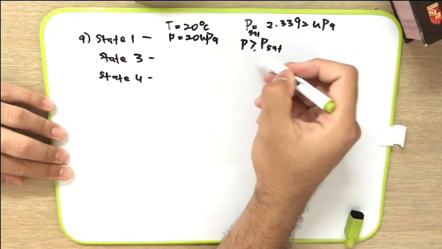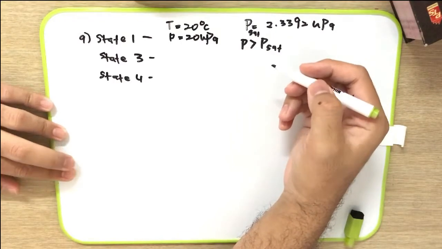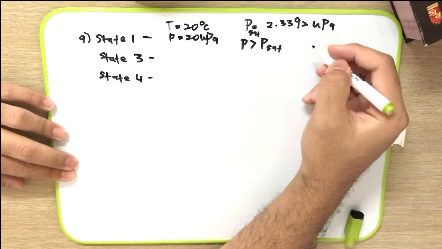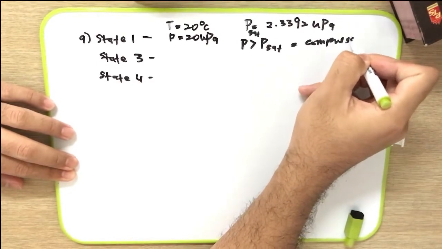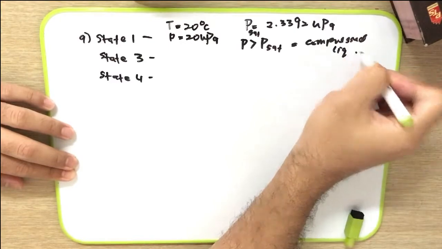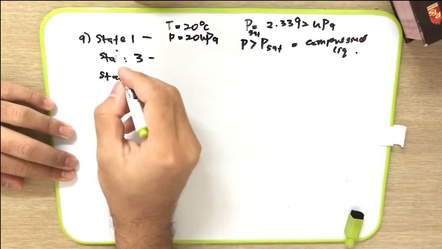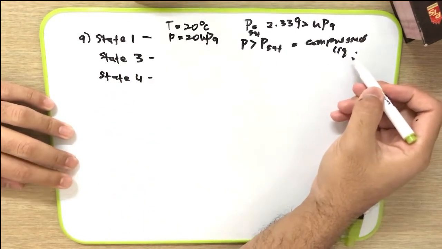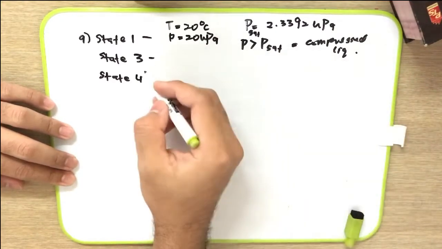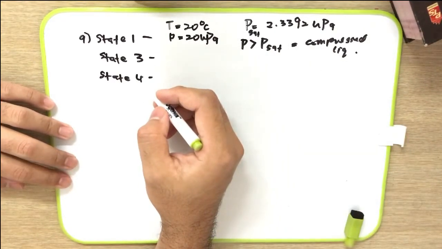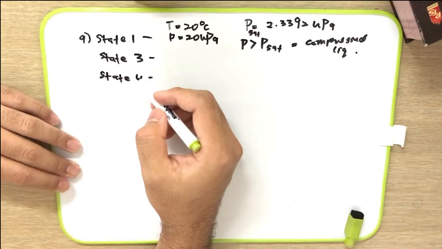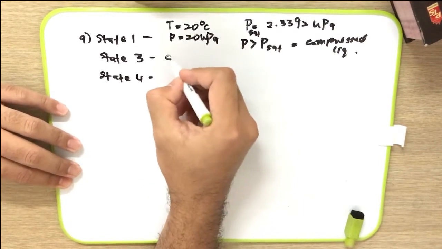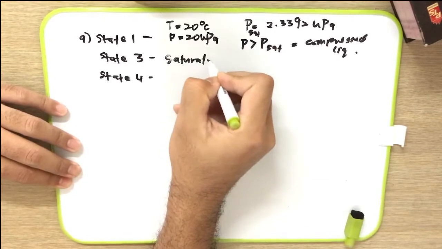Because P is higher than P saturated, according to the phase condition, it can be categorized as compressed liquid. Okay, so state number 1, the phase is compressed liquid. So state number 3, we read process 2 to 3, the heating process is continued until all liquid vaporized. The keyword there is all liquid vaporized. When we see that, we already know it is saturated vapor.